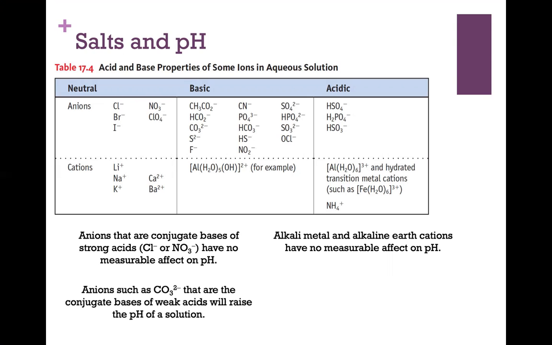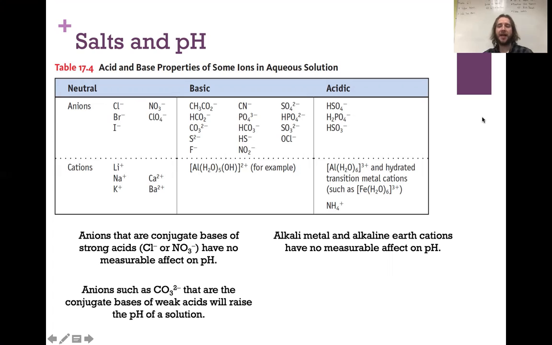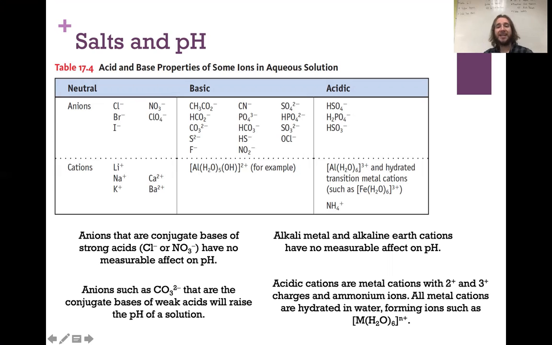Anions such as carbonate that are the conjugate bases of weak acids will raise the pH of a solution, making it more basic. CO3 2 minus, you throw that into water, it ends up gaining H's from the water, leaving hydroxides behind. Acidic cations are metal cations with 2 plus or 3 plus charges, and your ammonium ion. All metal cations can be hydrated in water, forming ions using the generic formula, and this would be our hexahydrate species. As a result, this then ends up forming a different pH, or an acidic solution. We'll show you how that actually happens here in just a second.